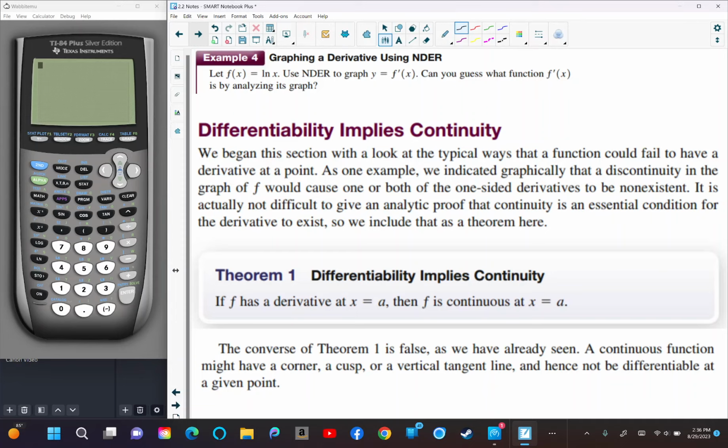Let f of x equal the natural log of x. Use NDER to graph y equals f prime of x. Can you guess what function the derivative of natural log is?